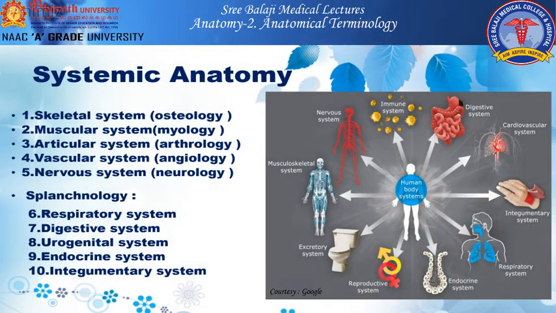In systemic anatomy, you say skeletal system, muscular system, articular system, vascular system and nervous system, so that you can study anything which comes under that topic. For example, in the terminology, the skeletal system is osteology, the muscular system we call myology, the articular system is arthrology, the vascular system is angiology, and the nervous system is neurology. We also do the system in splanchnology, that is, you are going to read about the viscera: the respiratory system, digestive system, urogenital system, endocrine system, and integumentary system like skin and appendages.